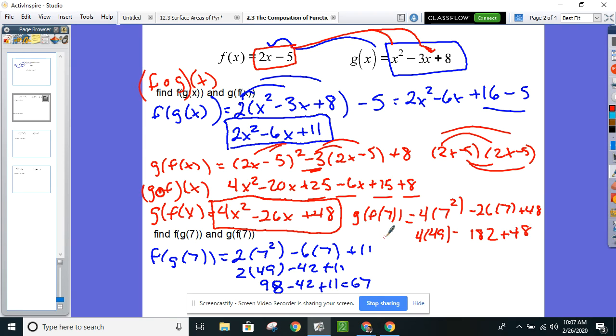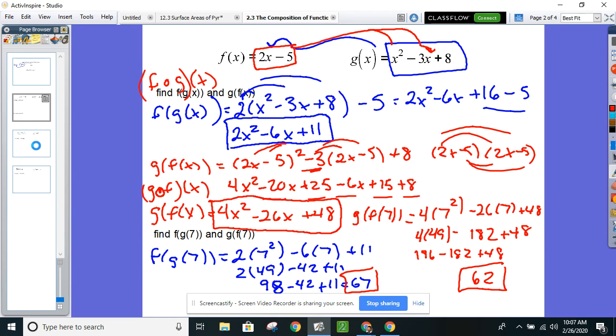So we got to multiply the 49 times the 4. So we get 196 minus 182 plus 48. Get a final answer of 62. All right, so these are two answers for these.